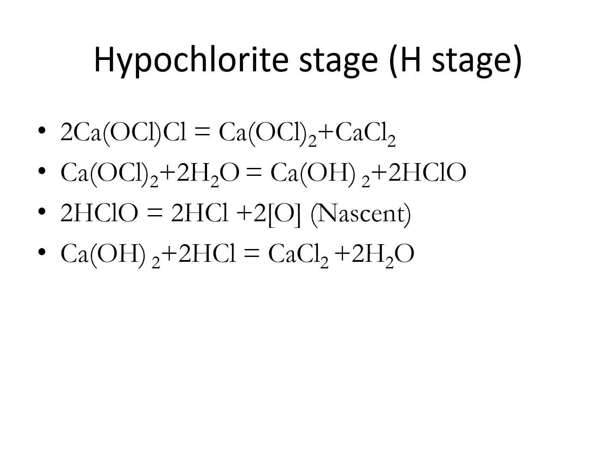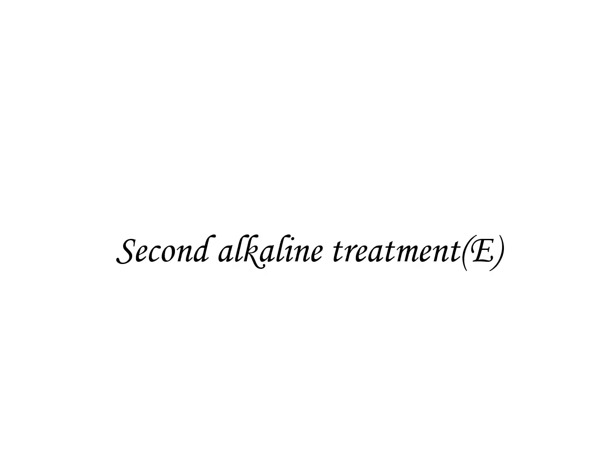Calcium hypochlorite is produced by dissolving Cl2 in an aqueous slurry of calcium hydroxide, and sodium hypochlorite is produced by reacting Cl2 with NaOH actually. Now the second alkaline extraction is for segregating the chlorinated lignin by using NaOH.